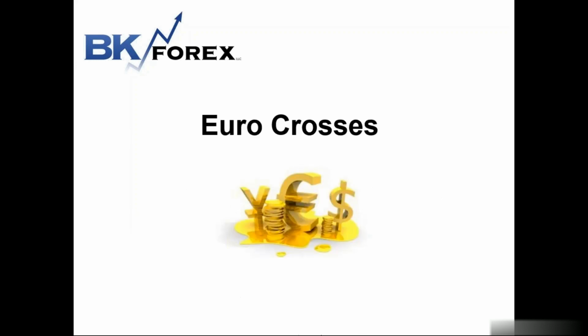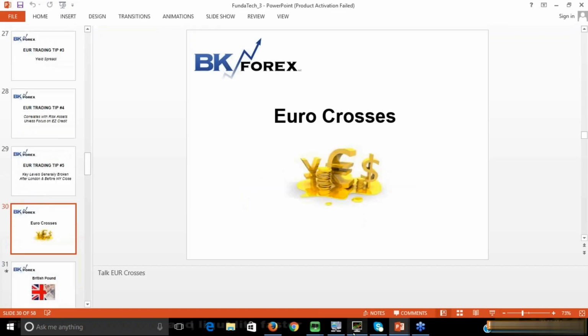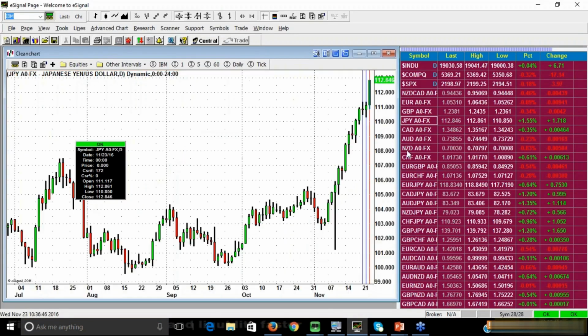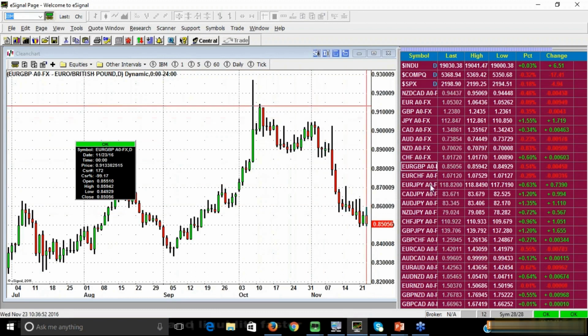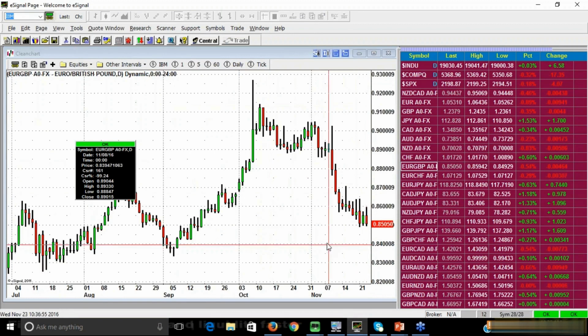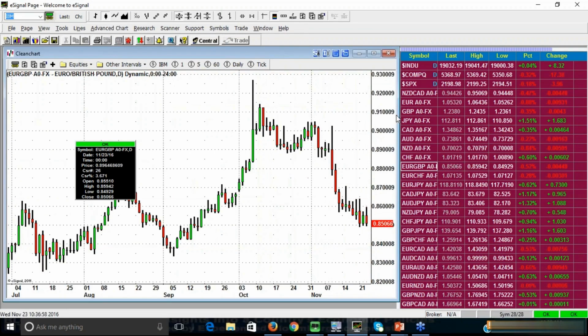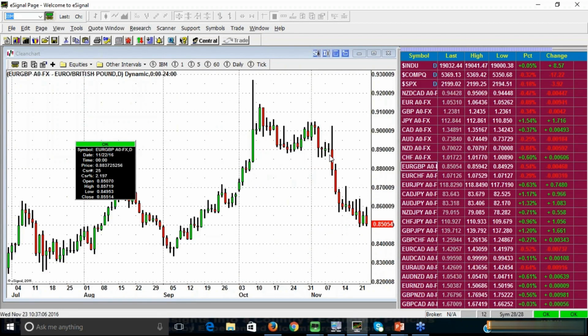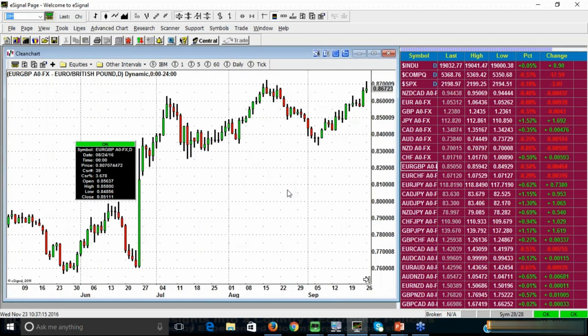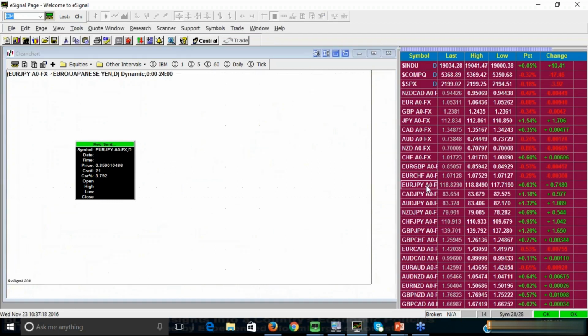Euro crosses, there are a couple crosses that are very much Eurocentric. For example, Euro yen, Euro pound. So if you look at Euro pound, very much driven by market's appetite for euros as well. And Euro pound is unique in the sense that it is a quieter trading currency pair than the euro dollar, which you can see from the very strong trends that we have in the euro. Euro pound is a much quieter currency pair and it ranges more often. But when it breaks out, the breakouts can be huge and can have quite a bit of continuation.